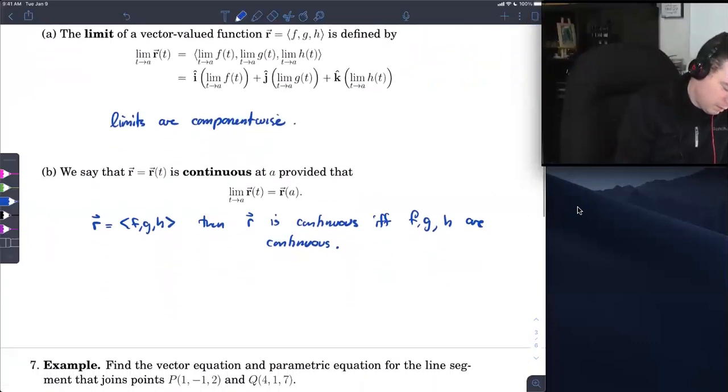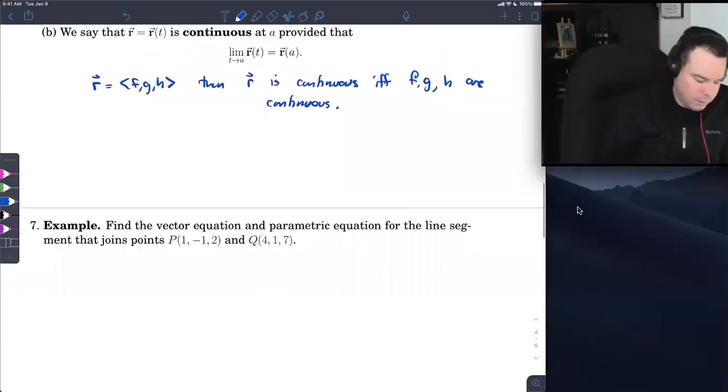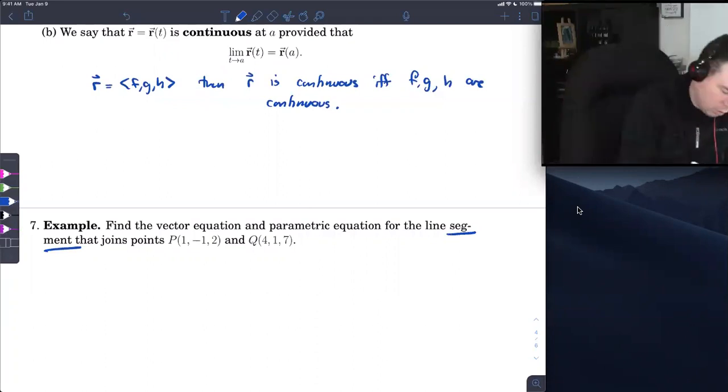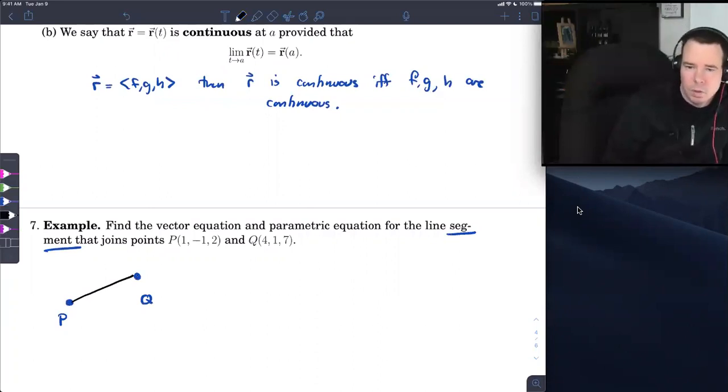Let's find a vector equation now. So let's find an equation representing a curve. Here we've got a set of points, P and Q, and what we want to do is find the vector equation and the parametric equation for the line segment that joins P and Q. So this is a line segment. I don't want it to extend beyond those points. I just want to capture from P to Q. I want to get that line segment. And so how am I going to do that?